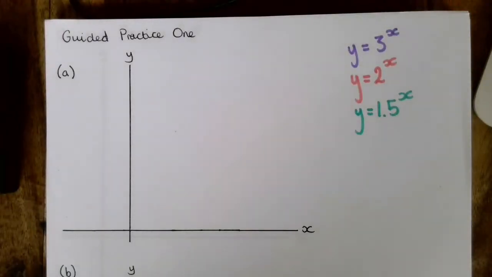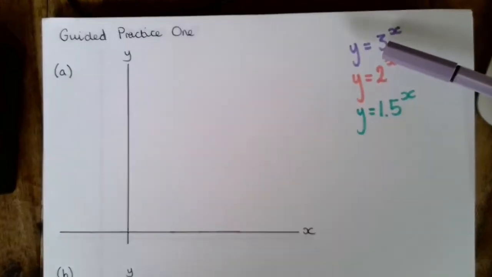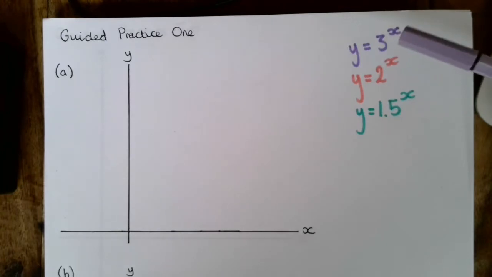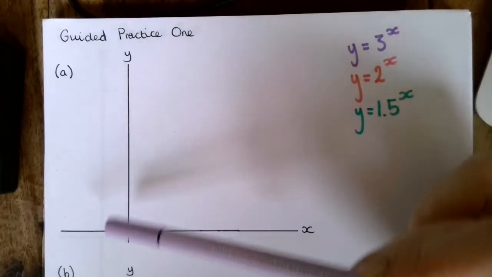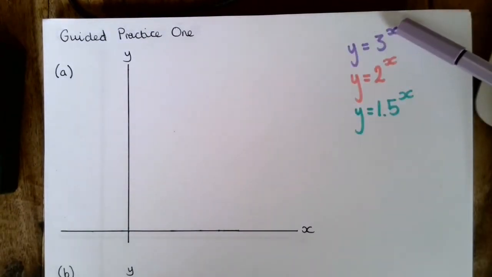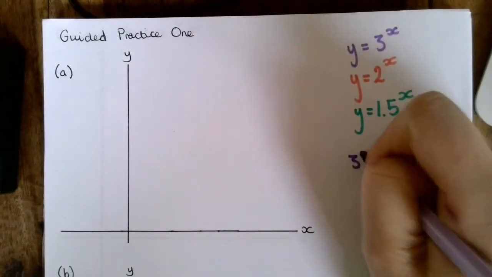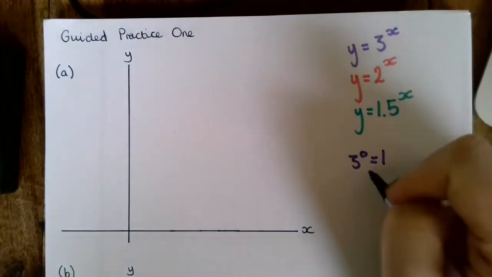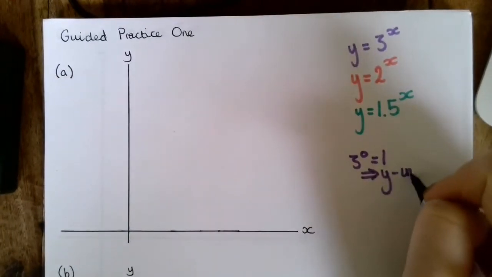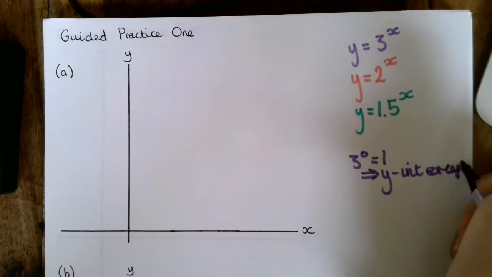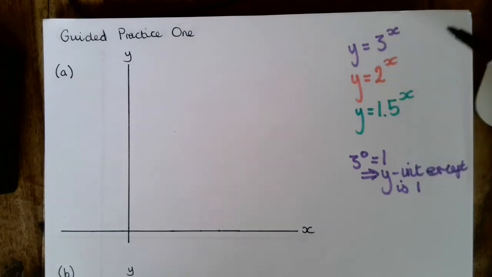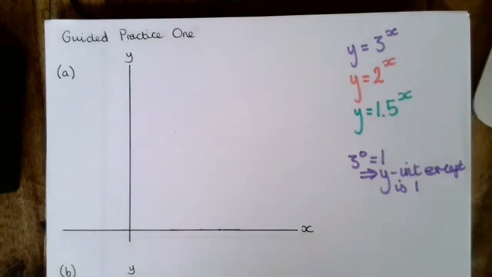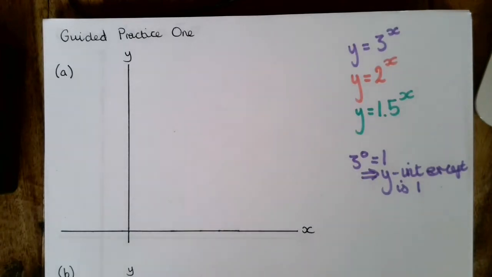Okay, so the first graph we're going to draw is the graph of y equals 3 to the power of x. We need to figure out where it's going to intersect the y-axis. Where it intersects the y-axis, we know that the x-coordinate is 0. Now 3 to the power of 0 is equal to 1, which implies that the y-intercept is 1. And if we look at all of the graphs we're going to draw, you can see that this is actually true for every single one of these curves. Each one is going to have a y-intercept of 1.